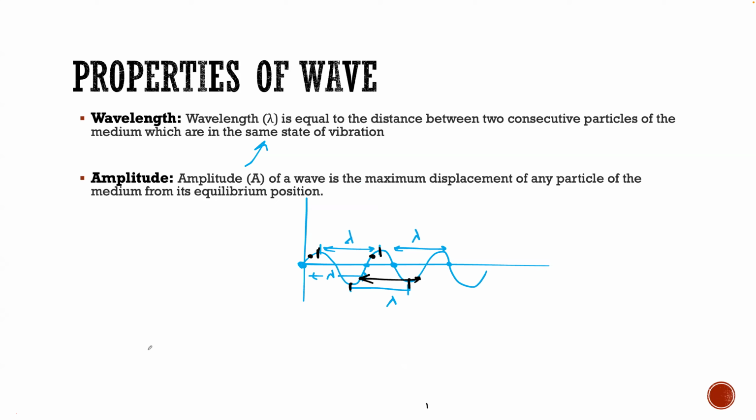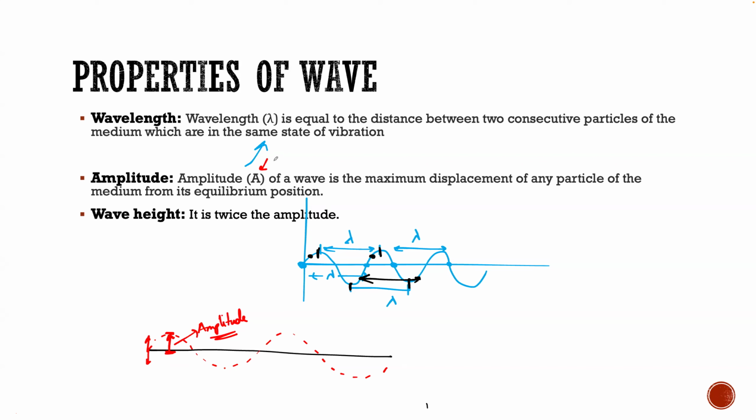For example, I have a rope like this, and I've started creating a rope wave by making the particle on the extreme end go up and down. So this is how the rope wave is created. You can see this particle has gone up by this much displacement. That's the maximum displacement, the maximum it can go. And that maximum displacement from the equilibrium is called amplitude. In simple terms, how far the particle can go from the equilibrium is called amplitude, denoted with the capital letter A.